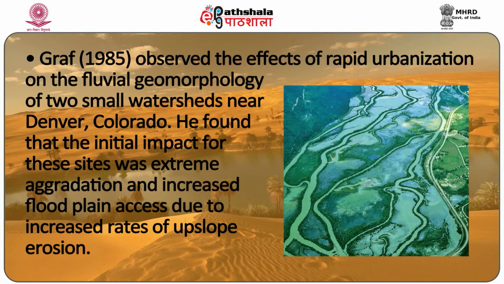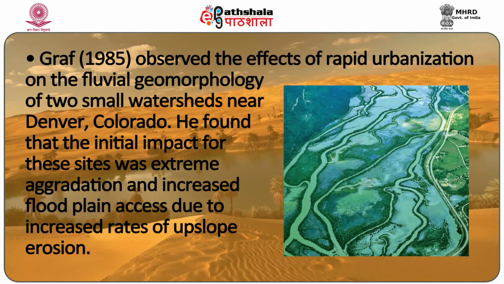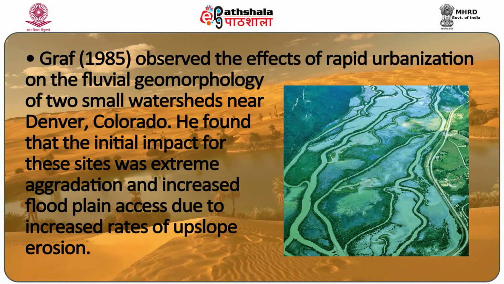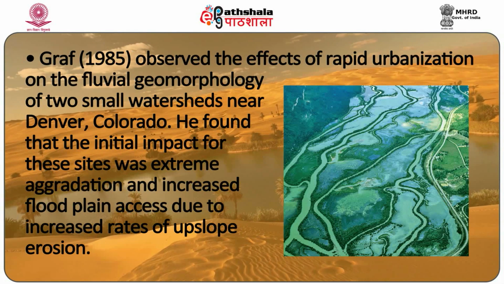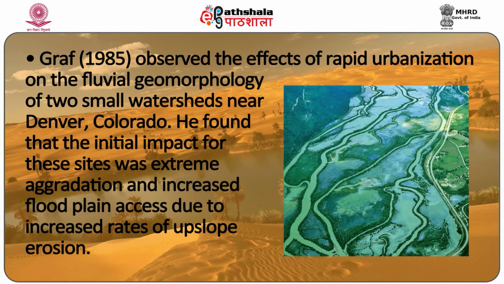He found that the initial impact for these sites was extreme aggradation and increased floodplain access due to increased rates of upslope erosion. The secondary impact, after the watershed development was nearly complete and impervious cover was in place, was vertical incision and downcutting through the previously aggraded material.